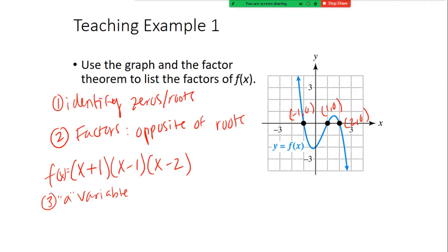Your A variable tells you how much you stretch, shrink, or reflect the graph. To find our A variable, you're going to choose any point. I say choose the lowest point possible. You're going to choose a point that's on the graph. Looking at this graph, the best point to choose would be my y-intercept right here, right? At 0, -2.